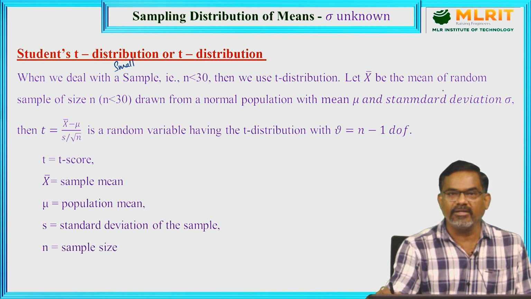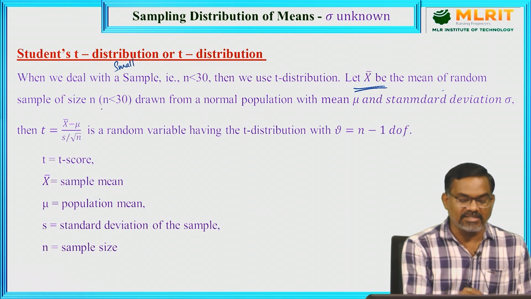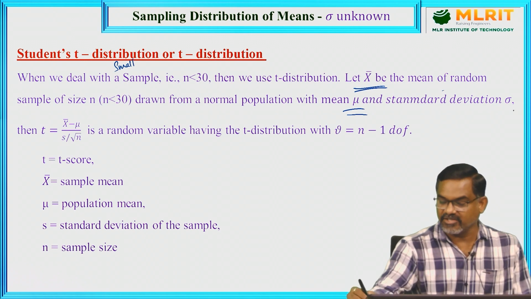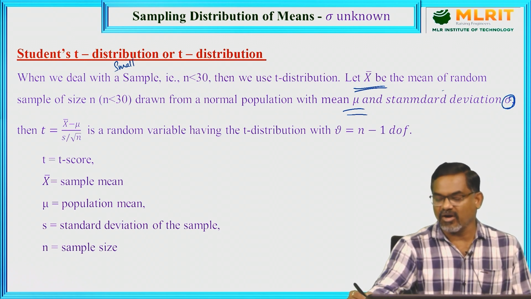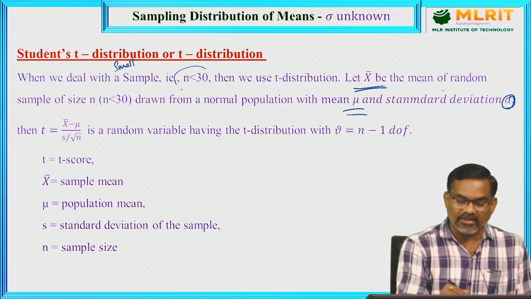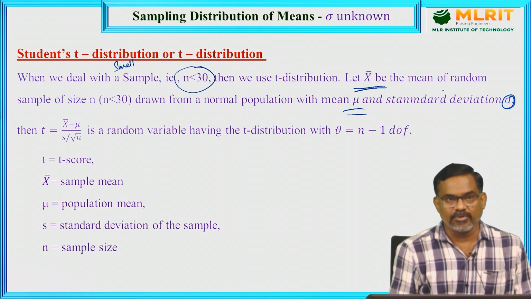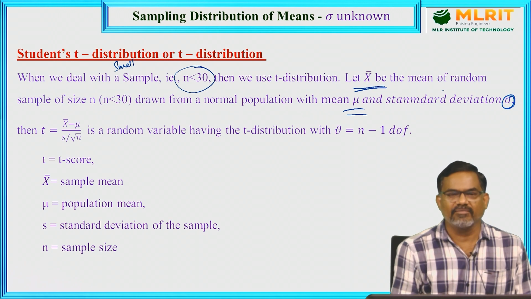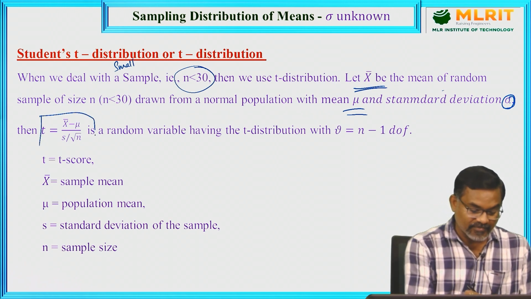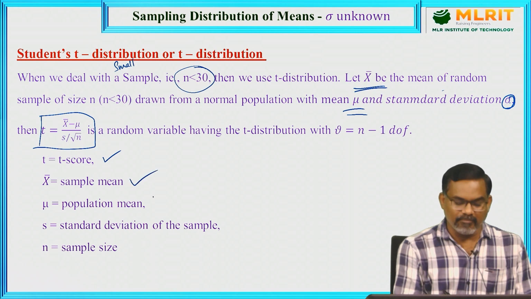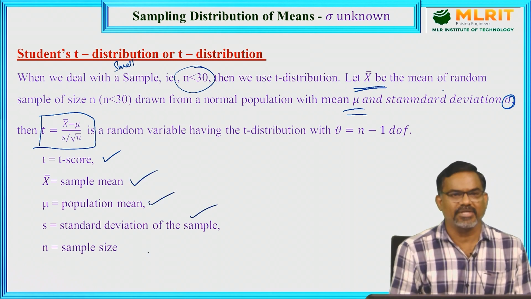Let x bar be the mean of a random sample of size n, which is less than 30, drawn from a normal population with mean mu and standard deviation sigma. If this sigma is not given, we replace it by s. If sigma is given, even for small samples, we use the t distribution. For small samples, s will be calculated using the given sample data. So, the variable t is given by x bar minus mu by s by root n, where t is called the value of t or t score, x bar the sample mean, mu population mean, s standard deviation of sample, n sample size.